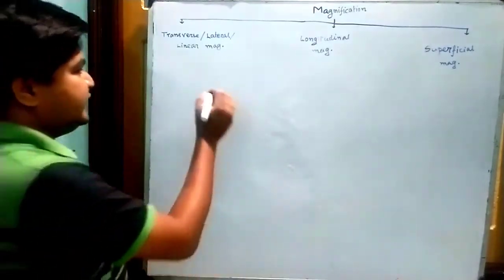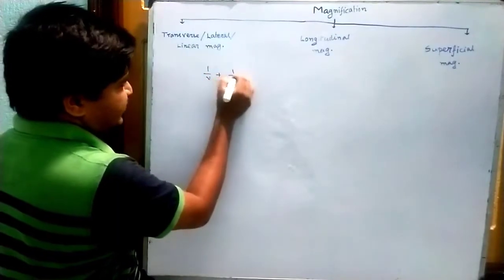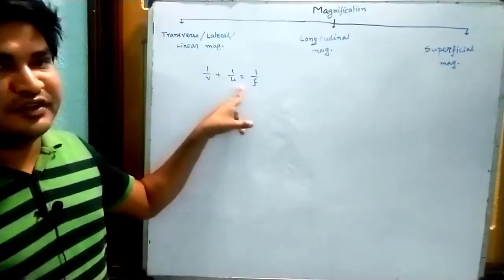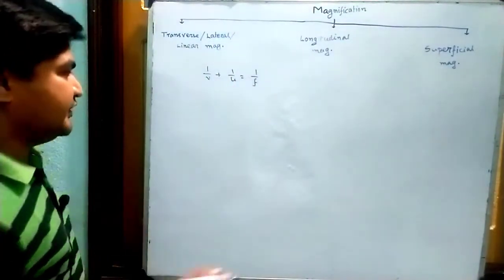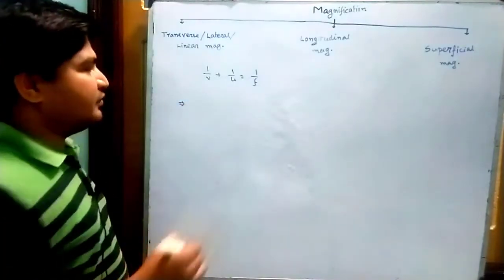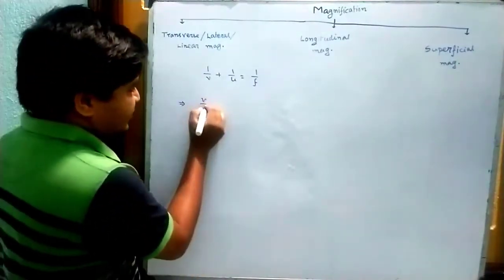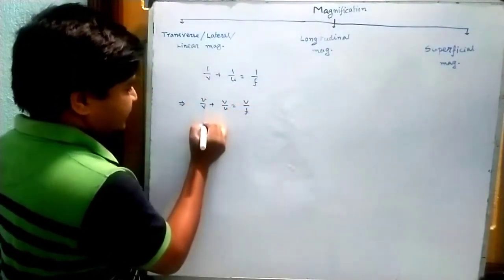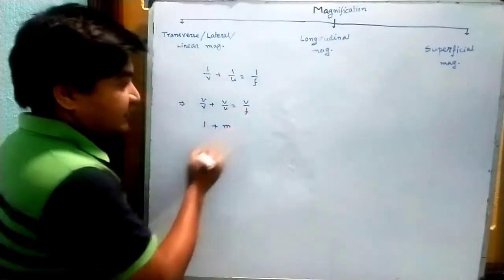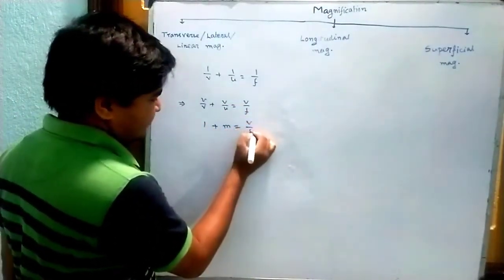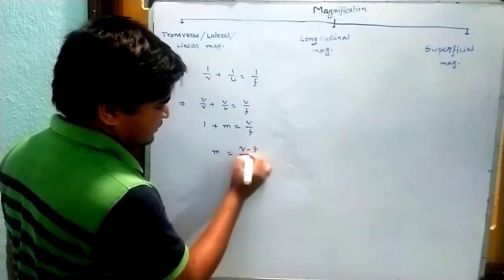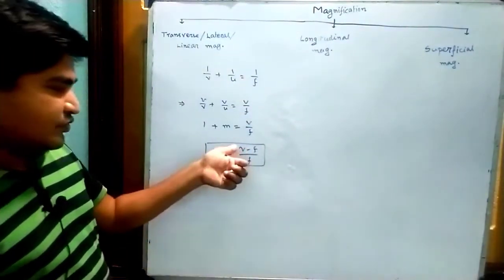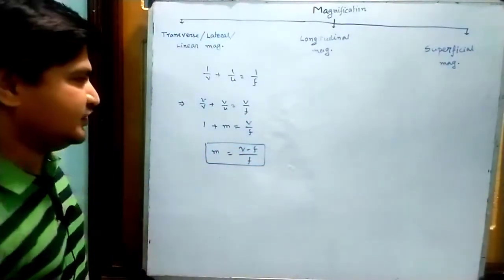We know in case of mirror 1 by v plus 1 by u equals 1 by f. This is the relation between image distance, object distance and focal length of a spherical mirror. Here if we multiply both sides by v, v by v plus v by u equals v by f. So 1 plus v by u represents the linear magnification, m equals v by f, or m equals v minus f by f. So this is the linear magnification in terms of image distance and focal length of the spherical mirror.